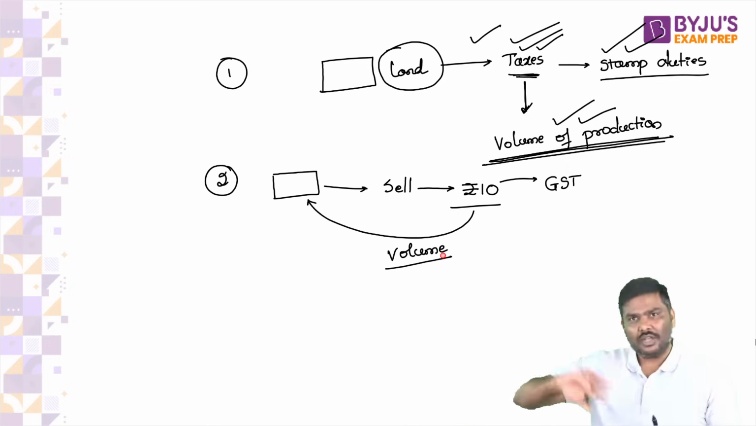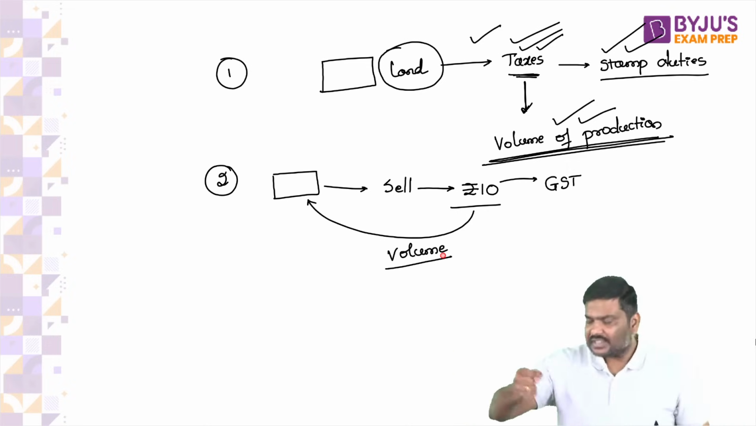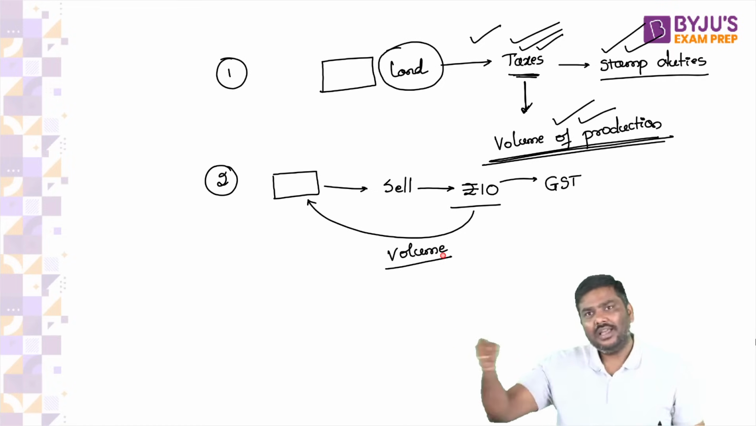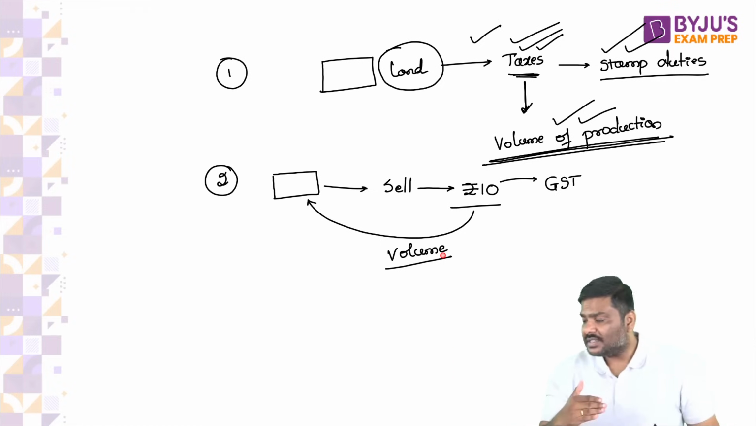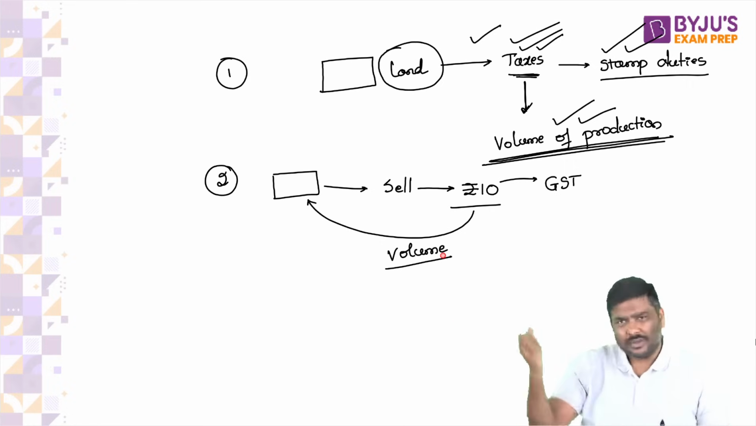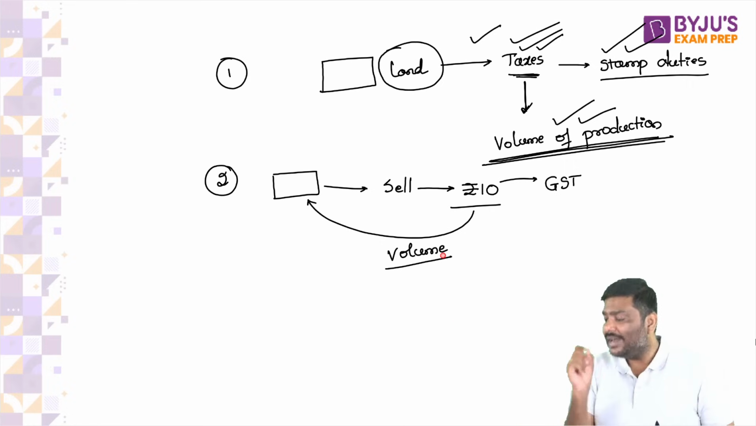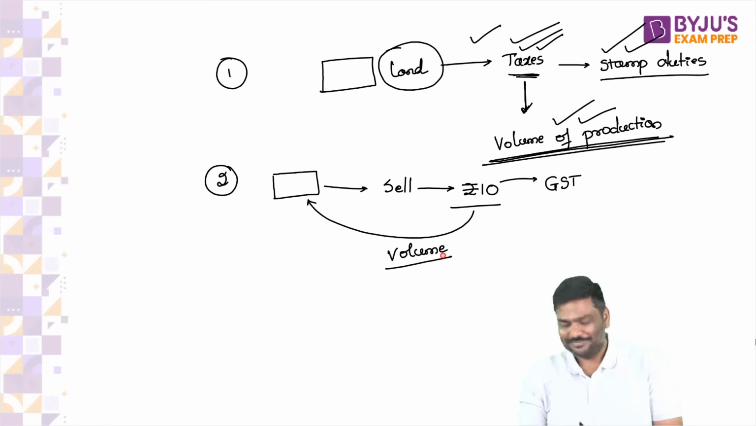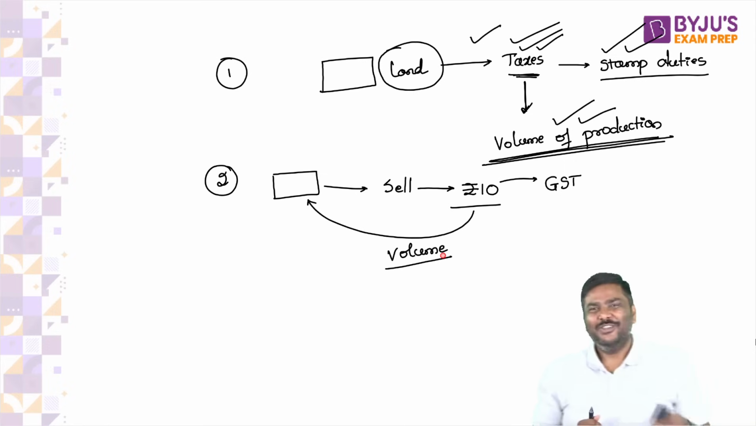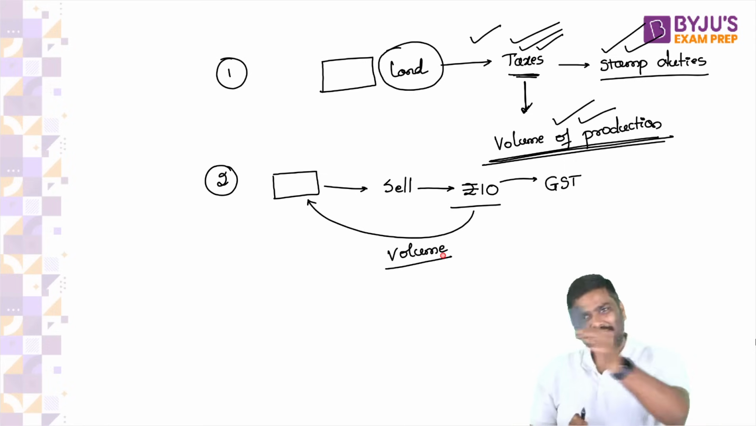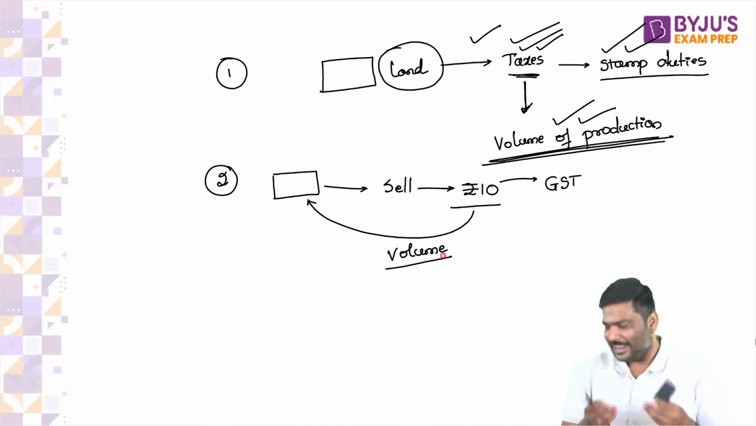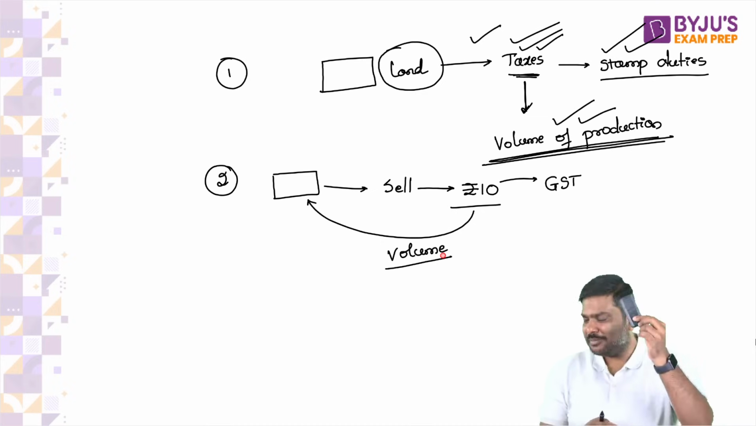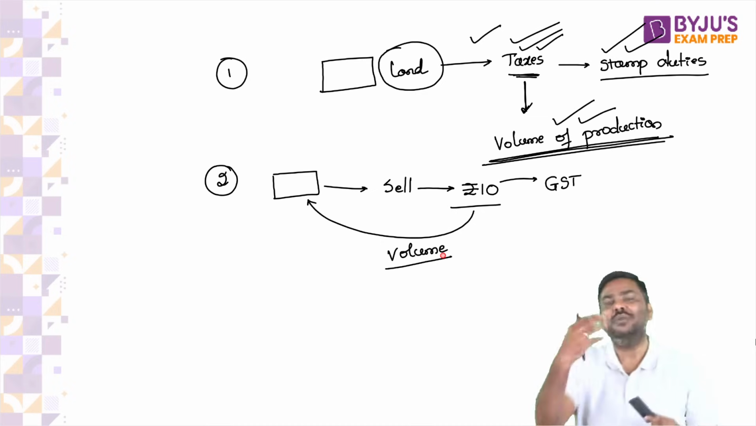Now, is the logic okay? Some of the taxes that you pay as a producer is independent of volume of production, and some of the taxes that you pay, collect from the customer and you pay, are connected to the volume of production. How? You produce one remote control, sell it. How much tax you will collect? Tell me. You produce one remote control, sell it. How much tax you will collect?